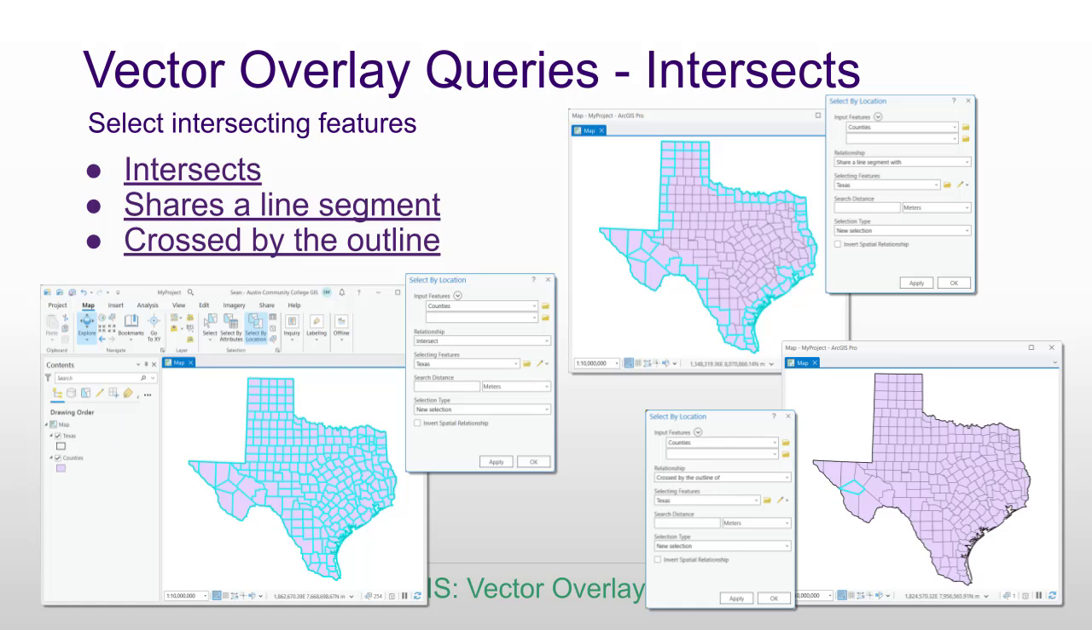If we look at shares aligned segment in the upper right-hand corner, you can see that my select by location now has the input feature set as counties, the relationship set as share aligned segment width, and the selecting features as Texas. So in this case, only the counties on the border of the state of Texas share a line segment or a border with the state of Texas. And so only those counties are selected.